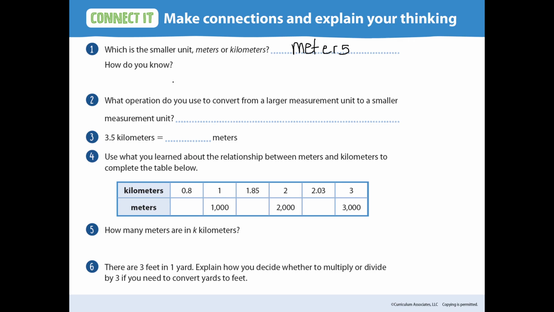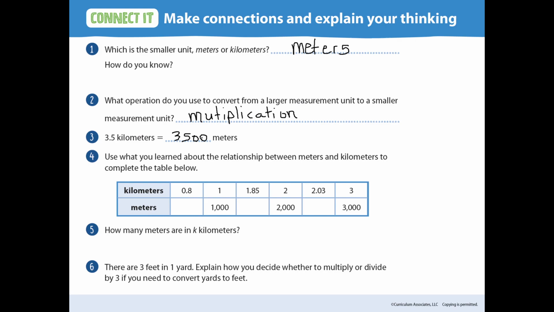Number 2, what operation do you use to convert from a larger measurement unit to a smaller measurement unit? We would use multiplication. We would multiply. The larger unit here is the 3.5 kilometers because kilometers are larger. So we would multiply 3.5 times 1,000 to get 3,500 meters.